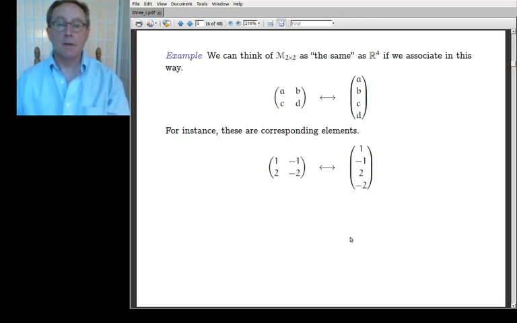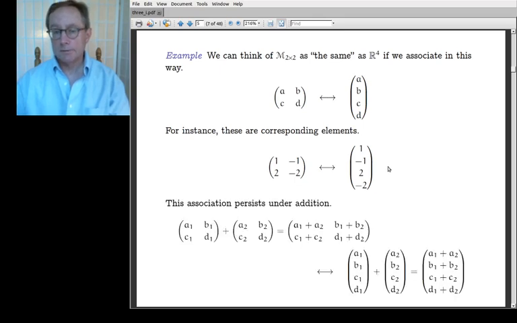Just another example, because as I say, I think it's a new idea for almost everybody taking this course. The 2 by 2 matrices and the 4-tall vectors are just like each other in that you can associate them in this way. If you had the 2 by 2 matrix 1, 2, 3, 4, you could associate that with the 4-tall vector 1, 2, 3, 4, and you think of them as the same. So here we can think of these two as somehow just like, not equal, but just like. A person might say the difference is typographic.